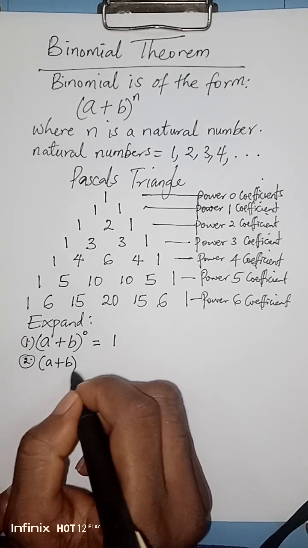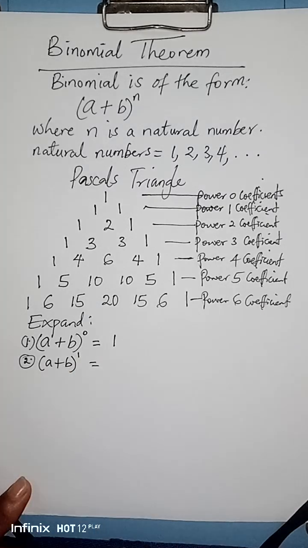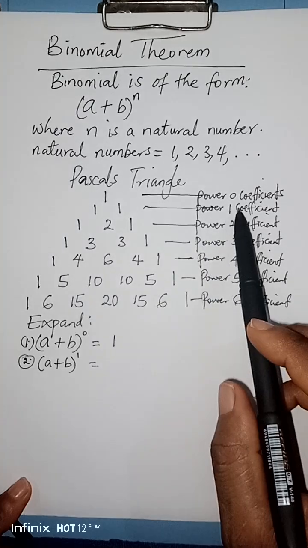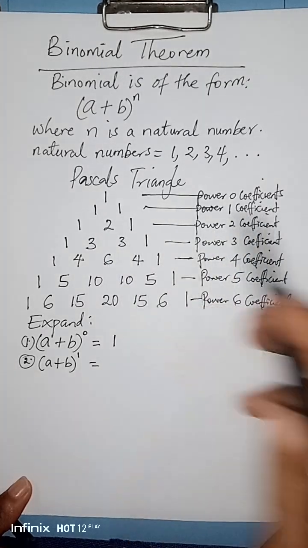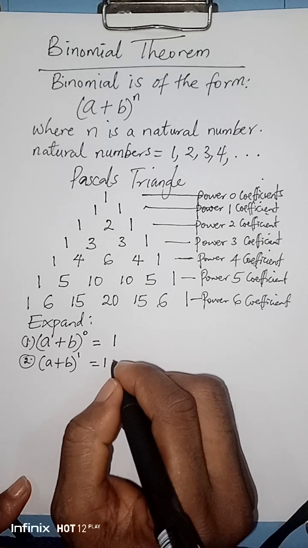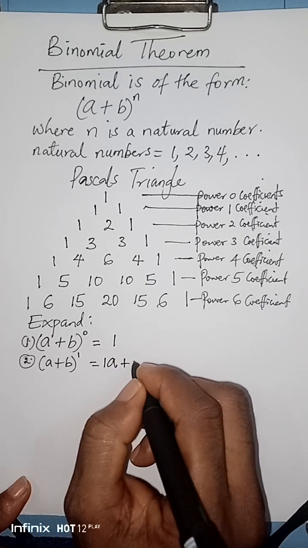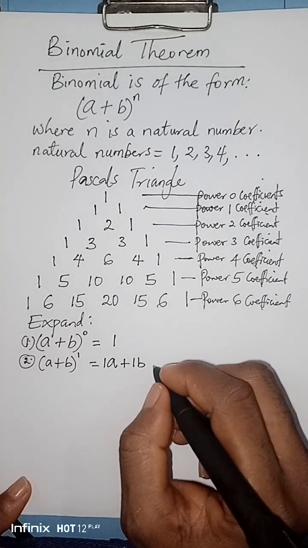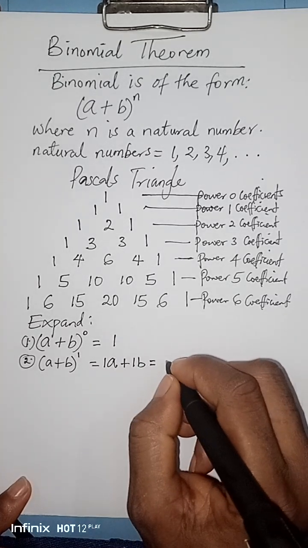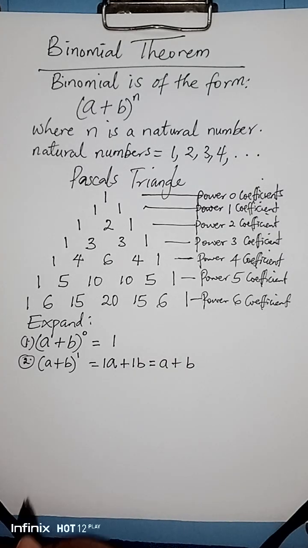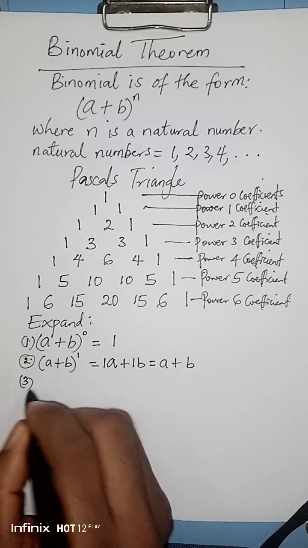Let's go to number 2: (a + b) raised to power 1. I go to my Pascal's triangle. If it is power 1, the coefficients will be 1, 1. It means a will have 1 as its coefficient, and b will have 1 as its coefficient. But in mathematics, we don't write the coefficient when it's 1. So we just simply say a plus b.